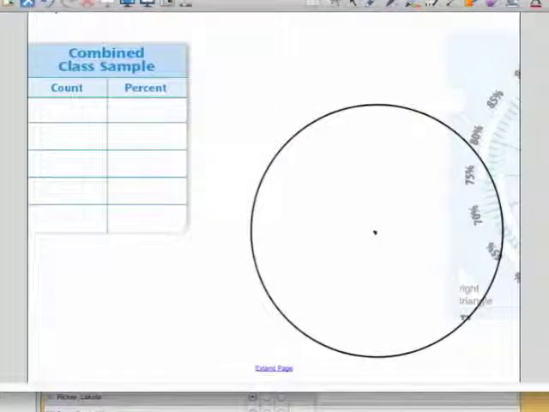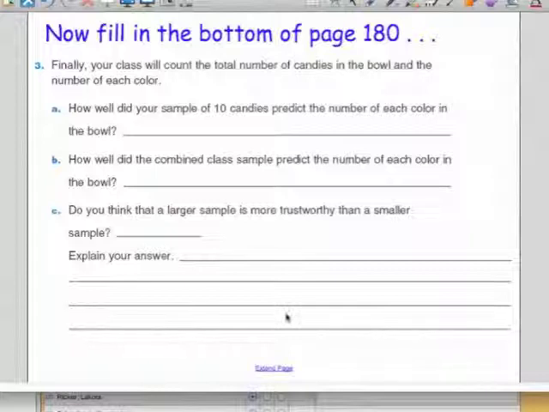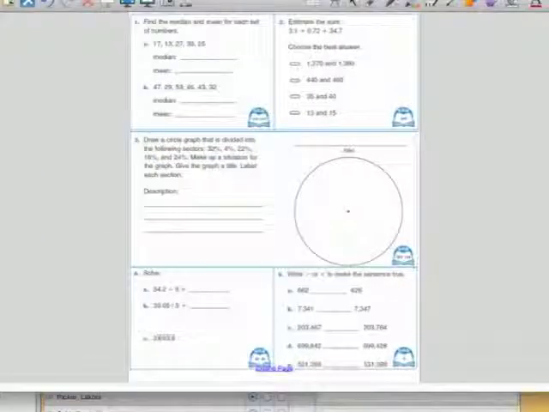Okay, so you need to have both of your circle graphs checked, and then you'll need to reflect on these circle graphs by looking at the bottom of page 180 and answering those questions. And then when you get done, they're both checked, you have math boxes to complete as well for 6-5. All right, guys, work hard.